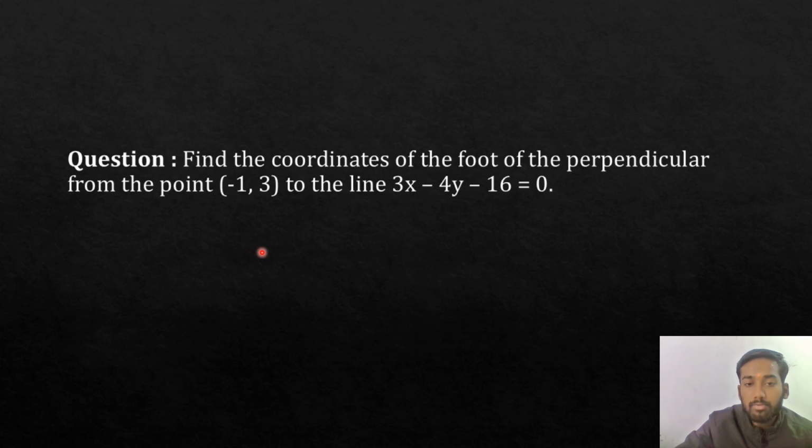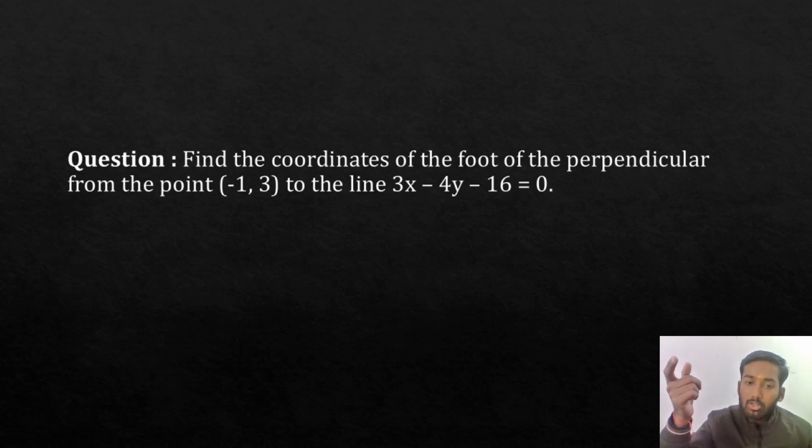Find the coordinates of the foot of the perpendicular from the point (-1, 3) to the line 3x - 4y - 16 = 0. So here a point is given and a line is given, and we have to find the coordinates of the point which makes an angle of 90 degrees. Perpendicular means 90 degrees, making an angle of 90 degrees to the given line. So how can we solve this?